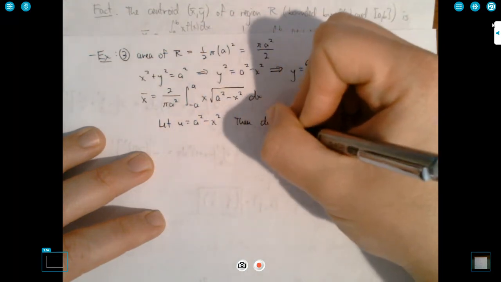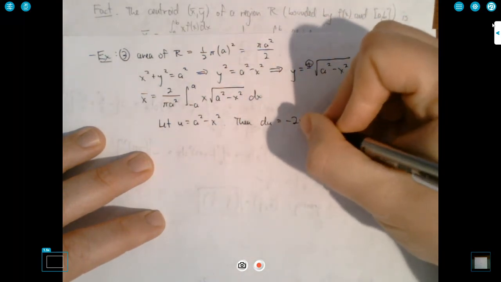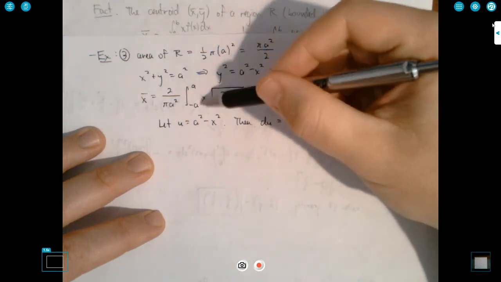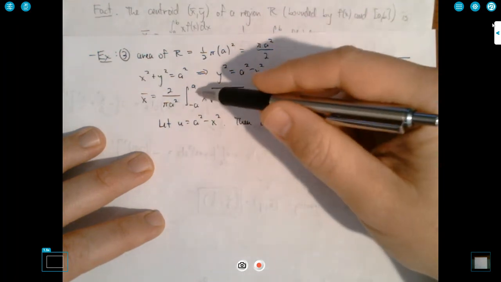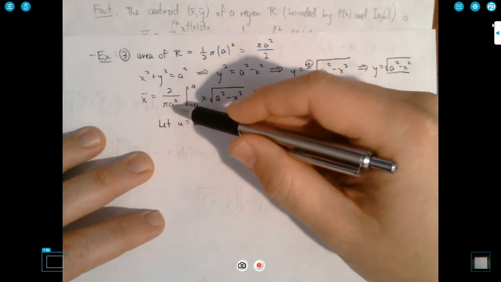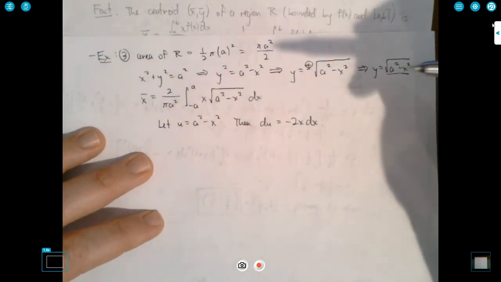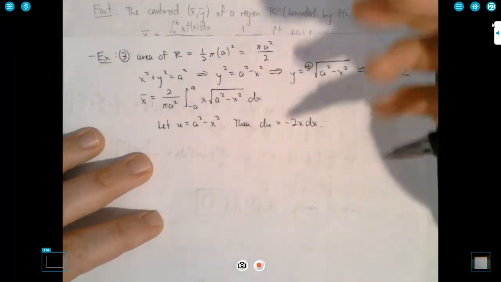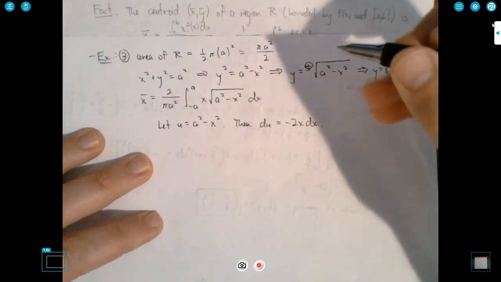I'm going to say let u equal a squared minus x squared. Then du would be negative 2x dx. Also, we can fix up the limits of integration, I suppose. Although I may not want to do that because I've got an a out here, which I figure probably would cancel somehow. So I'm not going to change the limits of integration. I'm just going to calculate the indefinite integral and then go back and substitute back in later.